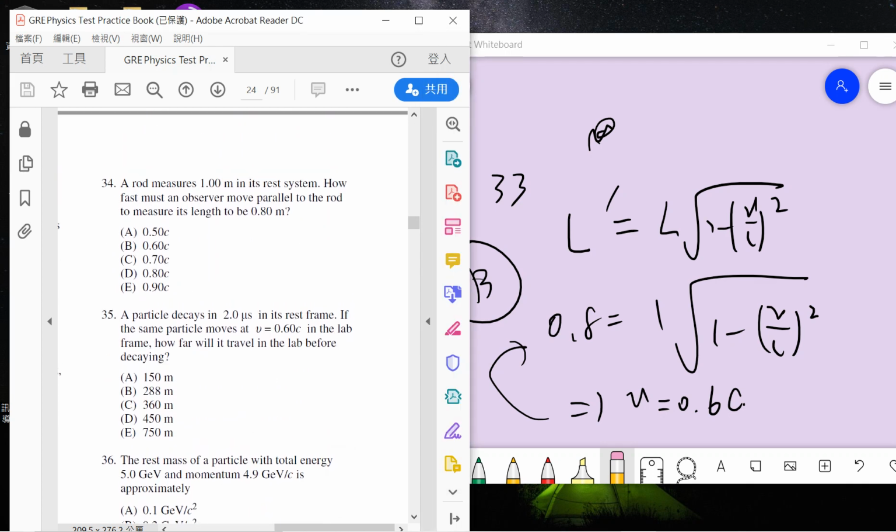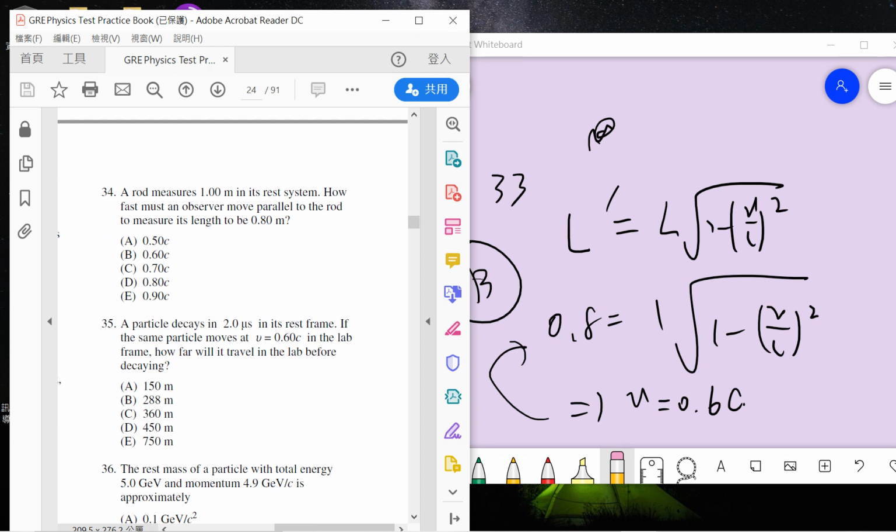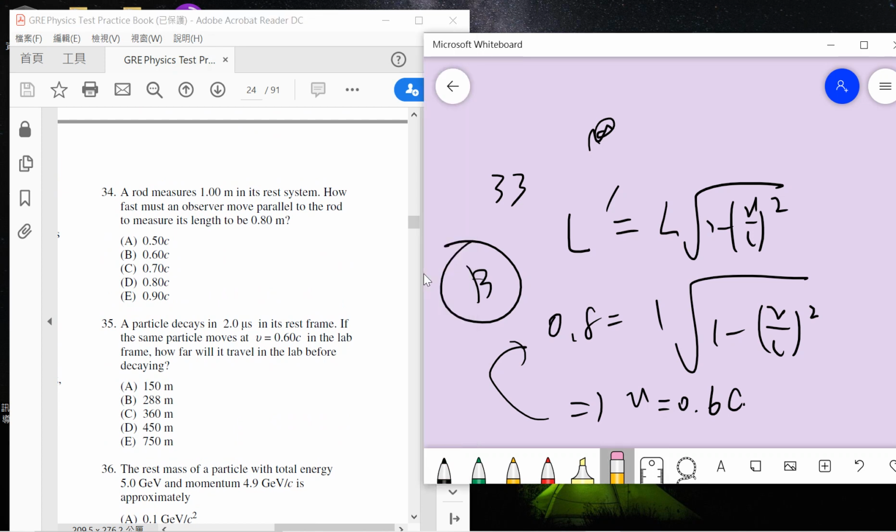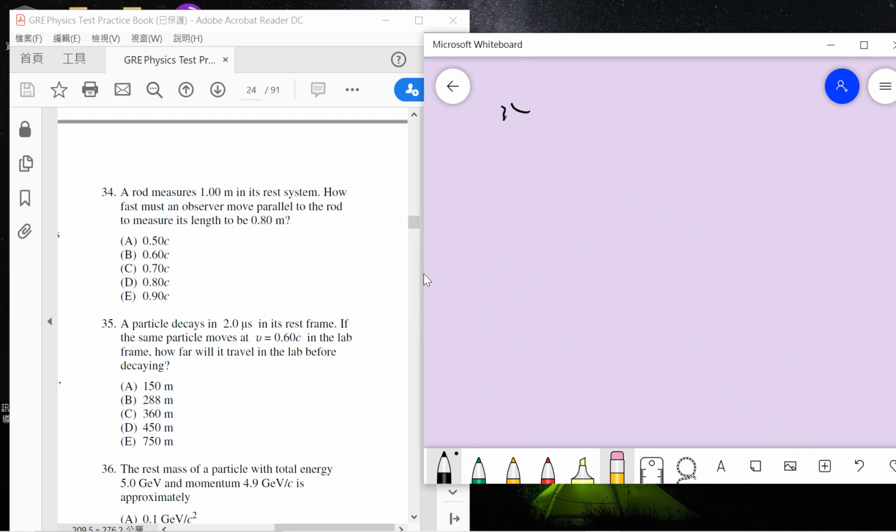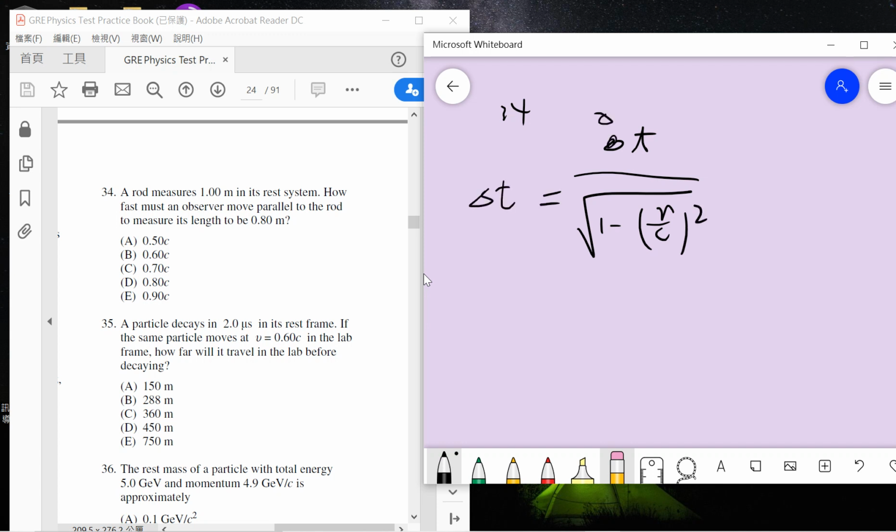Okay, 35. A particle decays to mu. Basically, this is also special relativity. The time will increase by this factor. It decays in 2 microseconds. Micron should be microsecond. The same particle moves at 0.6 the speed of light. Then in the lab, how far does it travel before it decays?